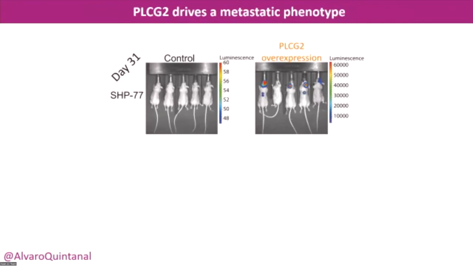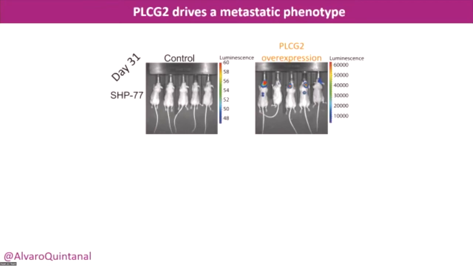So in order to test whether PLCE2 was actually driving metastasis, we did different experiments that I'm going to talk about. But we did one of them that was very key, which was intracardiac injections. Basically, you inject the cells in the heart of the mouse, and then they get distributed all over their body. And if they're able to colonize an area and produce a metastasis, you will see that by luminescence.